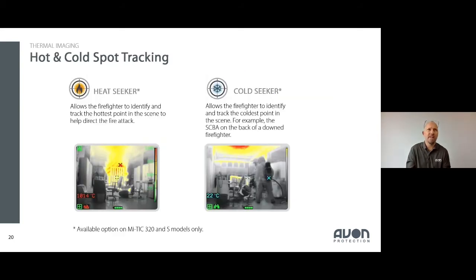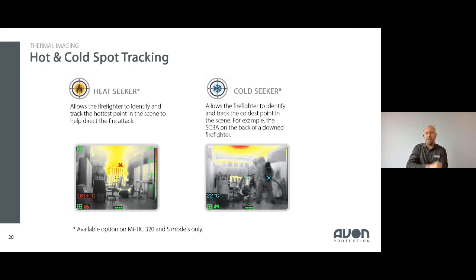On the high range cameras, the TICs, we have hot and cold spot trackers. There are various interesting uses for these hot and cold spot trackers. We can have them on independently, we can have them on together, depending on how you set the camera up. So the hotspot tracker or the heat seeker goes to the hottest part of the scene, simple as that. And you would expect it to go to the hottest part of the fire, which on the left hand picture there you can see absolutely does that. Again, still seeing the detail in the scene. And on the right hand side, the cold seeker would go to the coldest part of the scene. Now in this case, you can see it's gone to the first stage reducer on the firefighter's SCBA there.